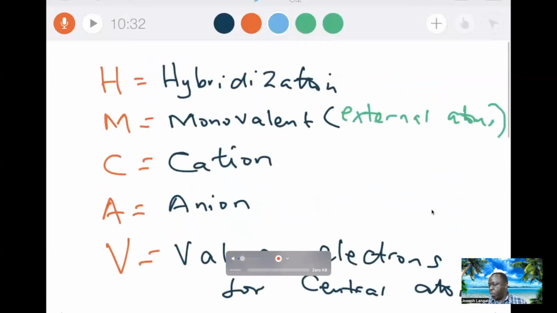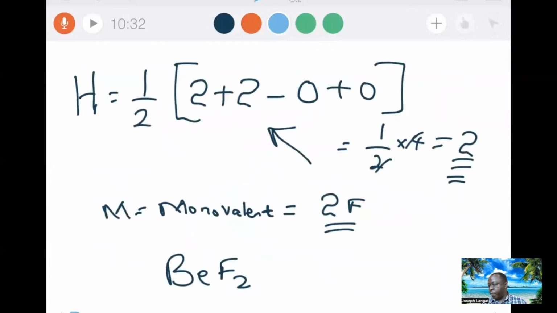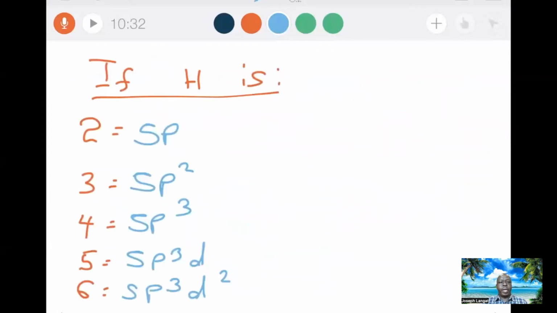And then once you get the numerical value for H, you reconcile it with the hybridization. If the numerical value for H is 2, then it is sp hybridization. If H is 3, then hybridization is sp2. If H is 4, hybridization on the central atom is sp3. If H is 5, then hybridization on the central atom is sp3d. And if H is 6, then hybridization on the central atom is sp3d2.